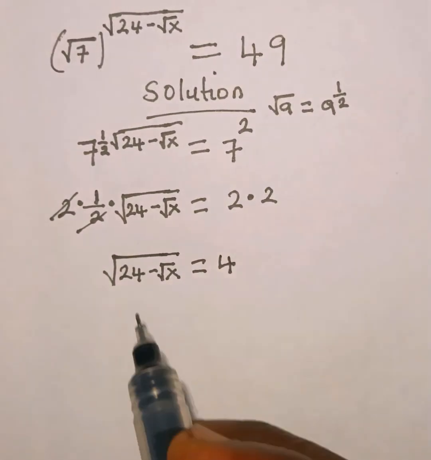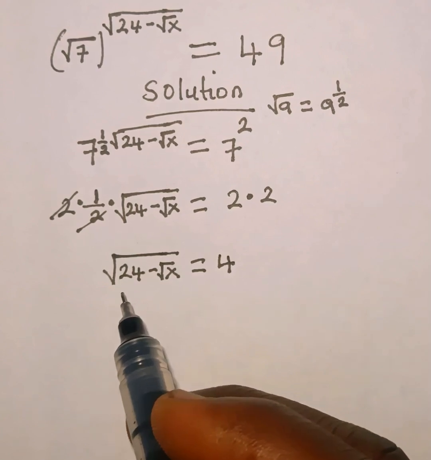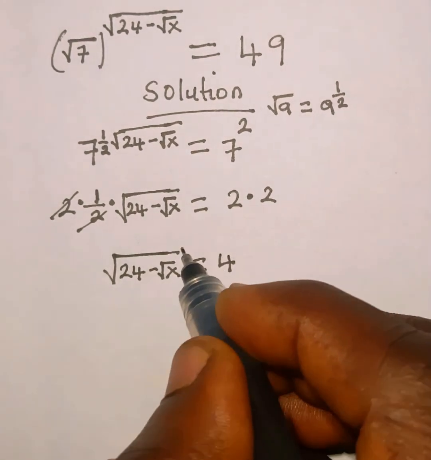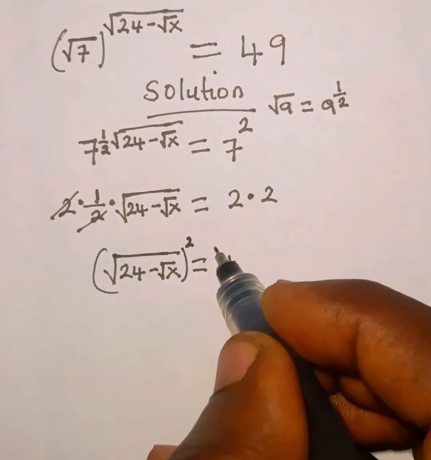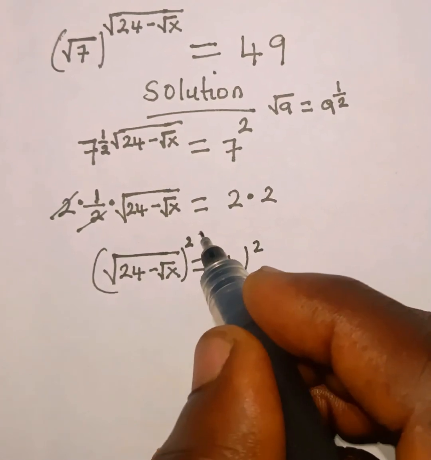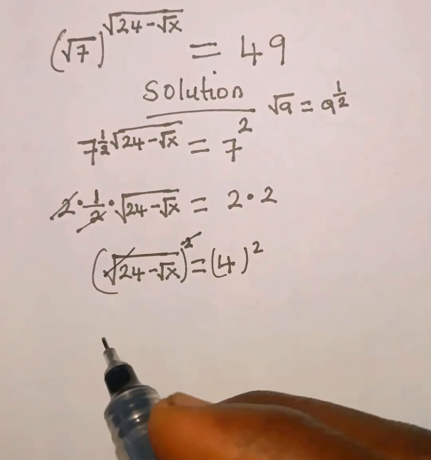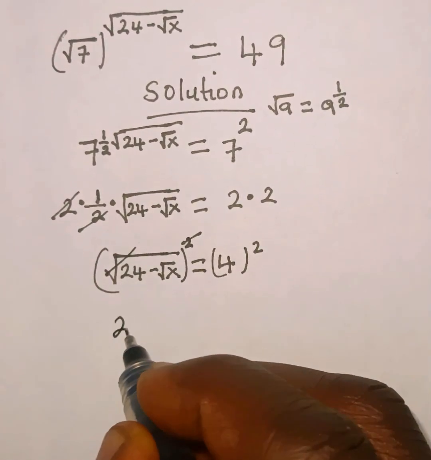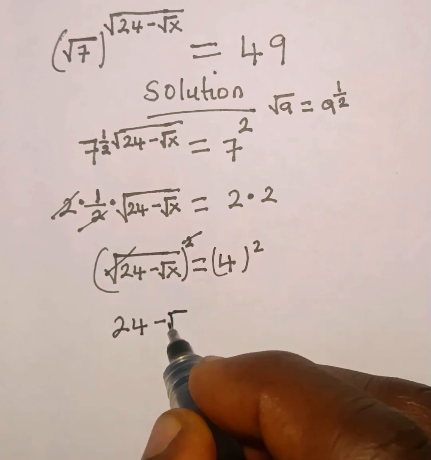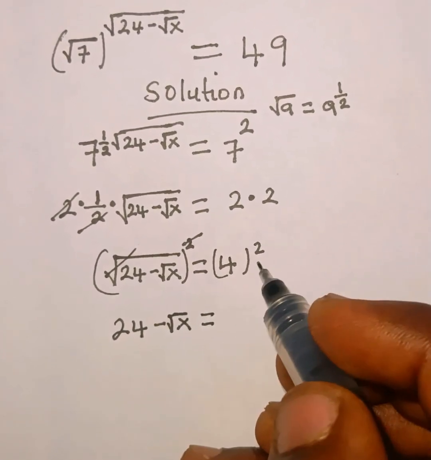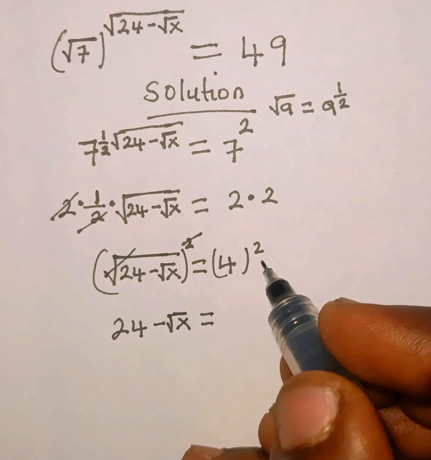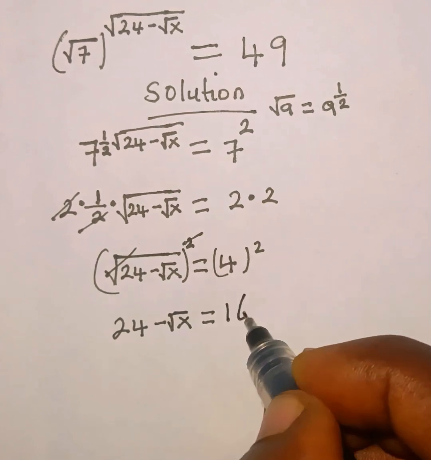The next thing we're going to do is to remove this square root by squaring both sides of the equation. So we're going to square the left hand side and also we square the right hand side, so that this square is going to cancel this square root. On the left hand side, we are left with just 24 minus square root of x, which is equal to 4 squared, simply 4 multiplied by 4, which is going to give us 16.